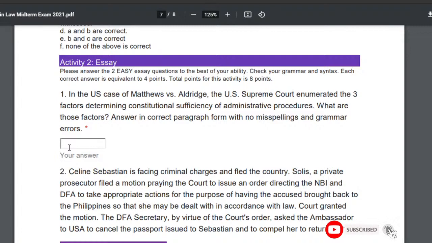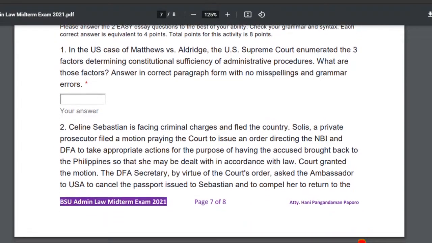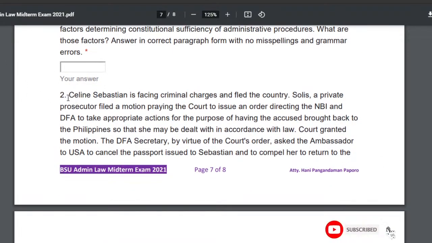What were the 3 factors determining constitutional sufficiency of admin procedures? So when you answer this one, you say, the 3 factors determining constitutional sufficiency of admin procedures are, okay, period. Now, please, sentence format. I don't want you to capitalize your words, okay? Only capitalize the first word.